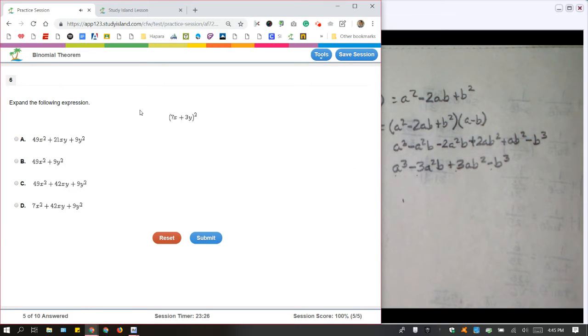Expand the following expression, 7x plus 3y squared. Okay, it's all positive. Which ones have 3 terms? This one, and this one. So it's either A, C, or D. B does not qualify. It does not have 3 terms in it.